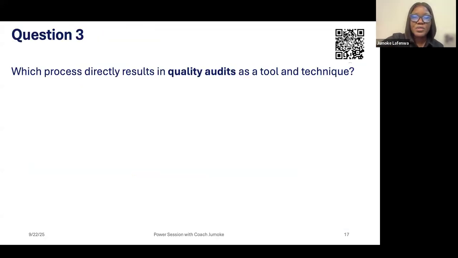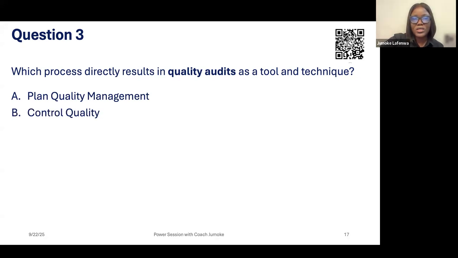Question 3. Which process directly results in quality audits as a tool and technique? Plan quality management, control quality, manage quality, validate scope.